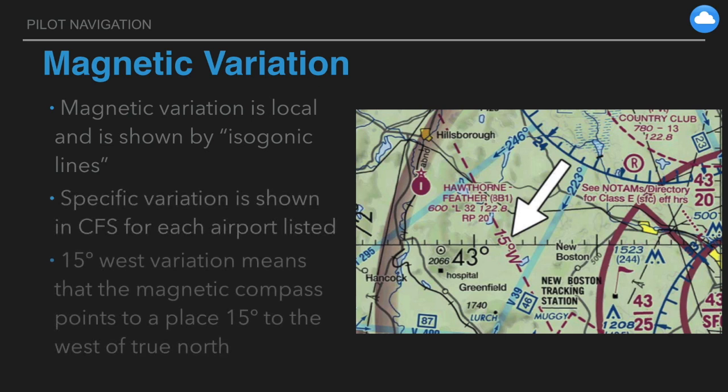So 15 degrees west variation means your magnetic compass anywhere along that line is pointing to a place that is 15 degrees to the west of true north. Okay, so that's important for you to understand.